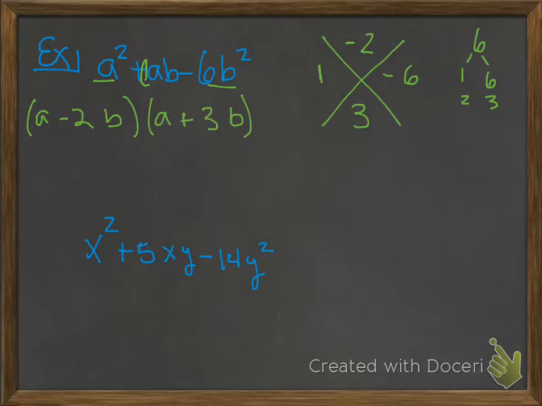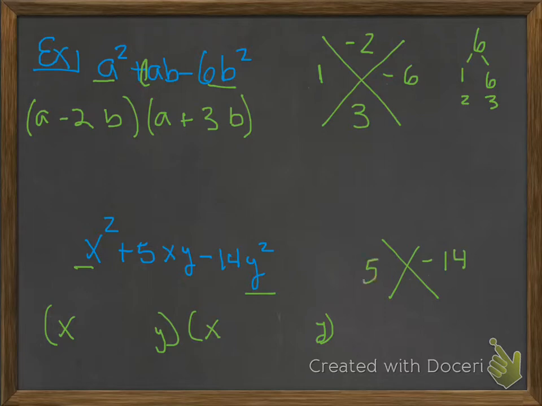And our last one, again, there's an x squared and a y squared. So x, y, x, y. Two numbers to get negative 14, add together to get 5. One value has to be negative because that 14 is negative. So 14 will be 1 and 14. That's a no. 2 and 7. 2 and 7 will make 5 with a negative 2 and a positive 7. So plus 7 minus 2. Order doesn't matter.